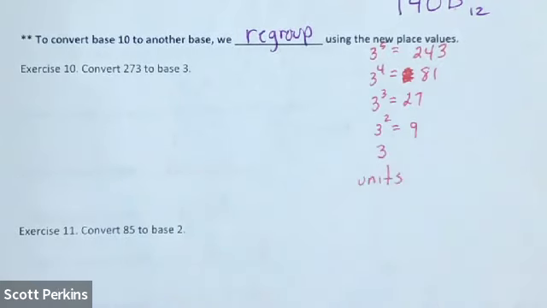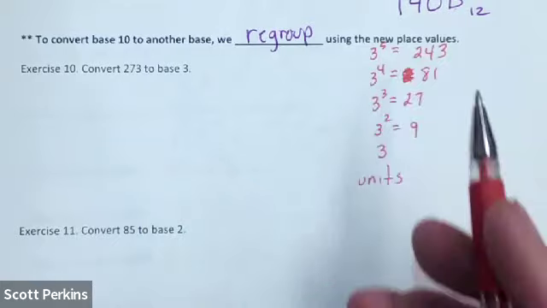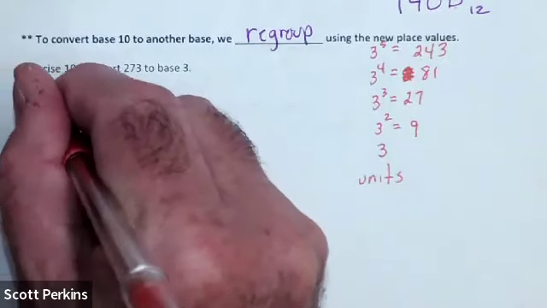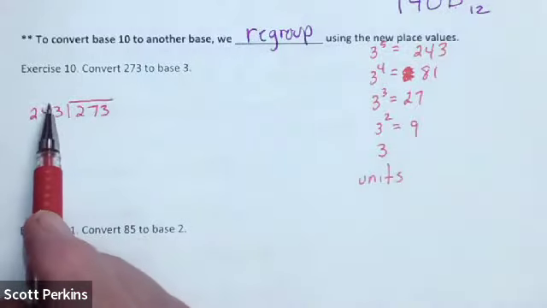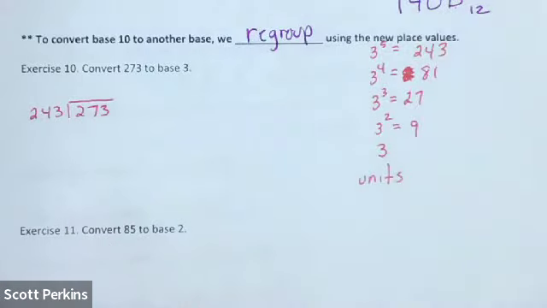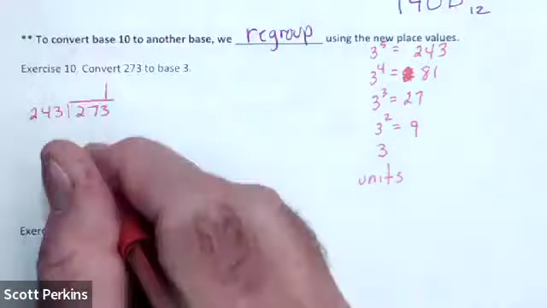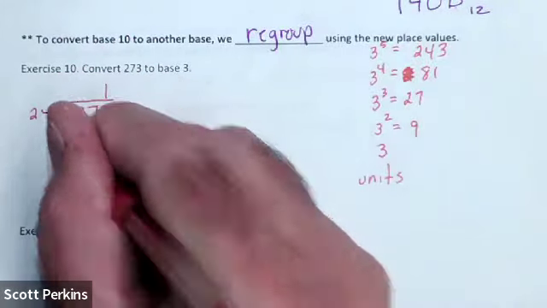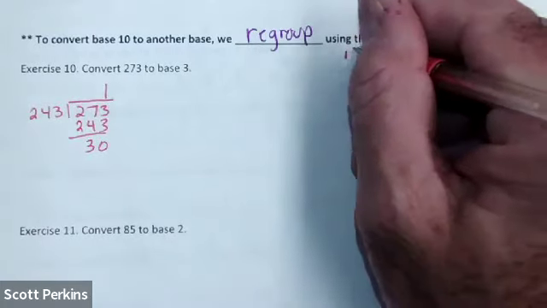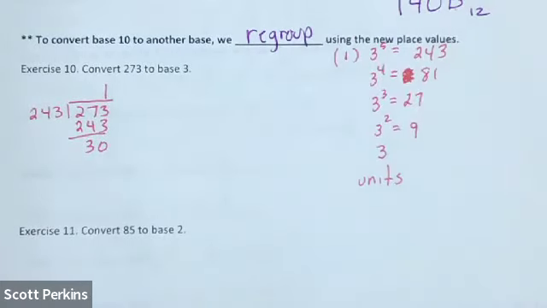And now I'm just going to regroup. I'm going to start up here at the 243. So I'm going to take 243 and say, okay, how many groups can I make out of that? Well, how many times does 243 go into 273? One time only, okay? So 243, that's gonna leave me a remainder of 30. So far I've got one group of 243.